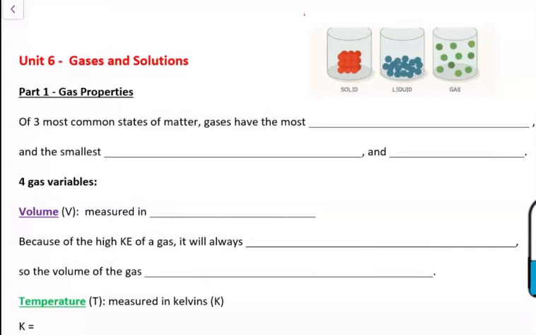So the three most common states of matter, solid, liquid, and gas, we're not going to talk about plasmas, but of those three, gases, we can say, have the most kinetic energy of the three. So they're moving around the most. And they also have the smallest intermolecular forces.